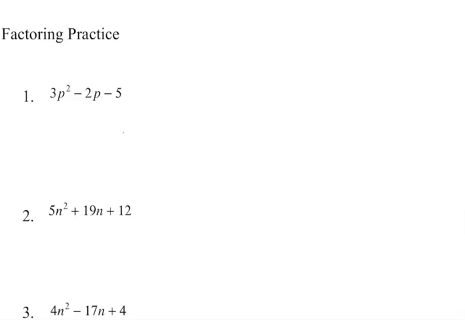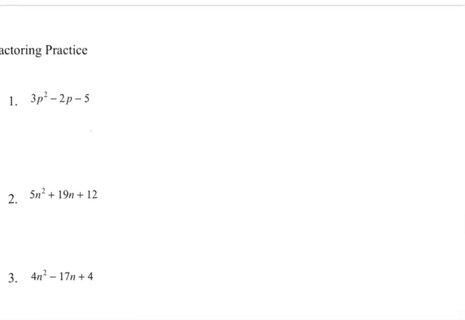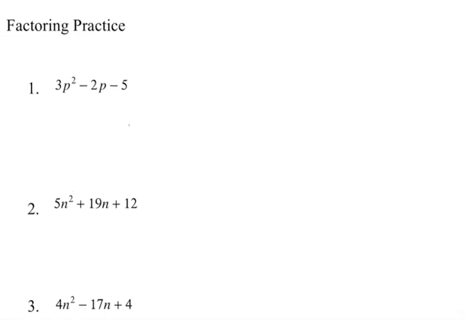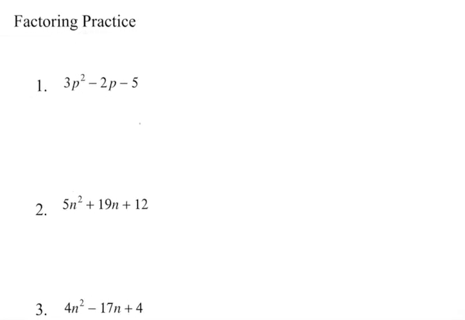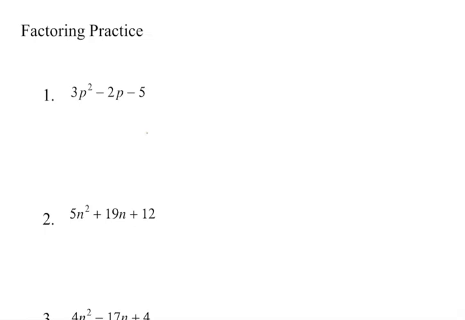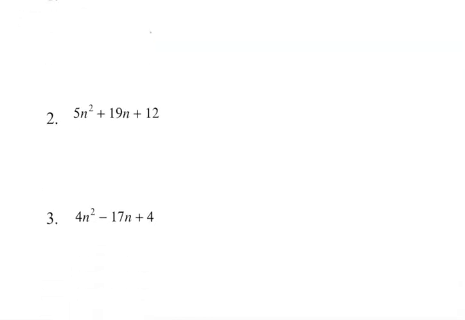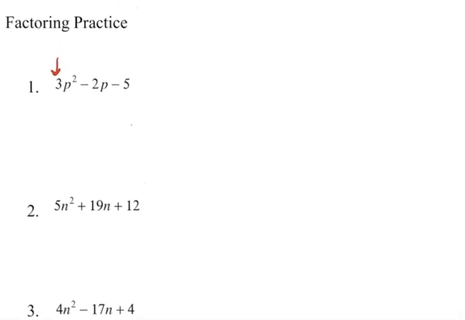Okay, so here's the second worksheet. This one is called worksheet 1B. The other one was 1A. So all of these are going to be a little trickier because the coefficients of each of these are not 1. They now have a number in front of the squared term. This one's 5, then 4, etc., etc.